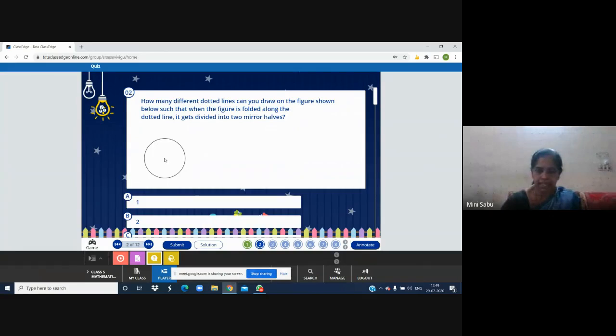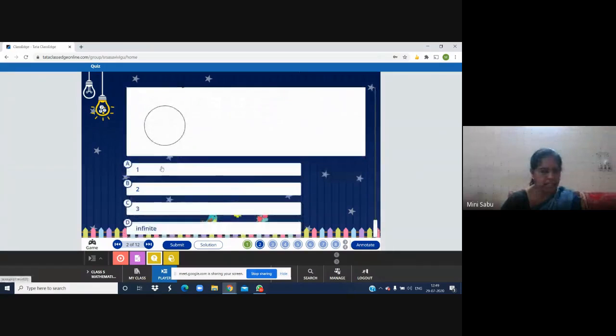This circle has a center, and in a circle, when you fold equally, every fold will go through the center. So in many different ways we can fold it to make mirror halves. So let us see our options. One is anyway wrong. Two is wrong. Three is also wrong. We can have more than three. So the remaining option is infinite.